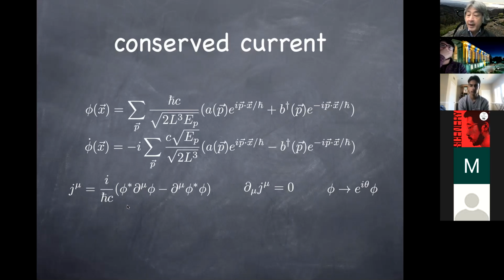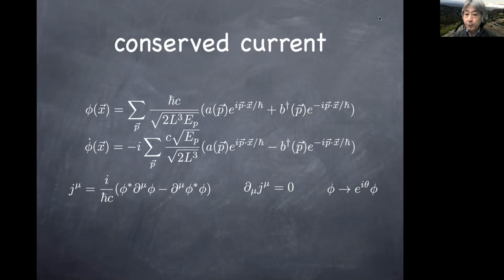And conservation of any quantity originates from the symmetry of the theory, as Emmy Noether told us. And the symmetry in our case turns out to be the invariance of the theory to changing the phase of the field.